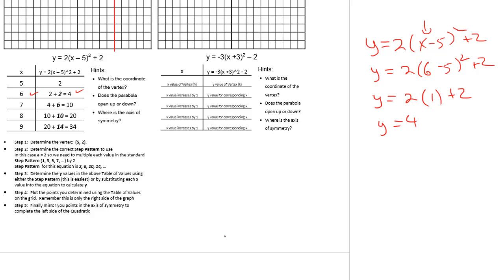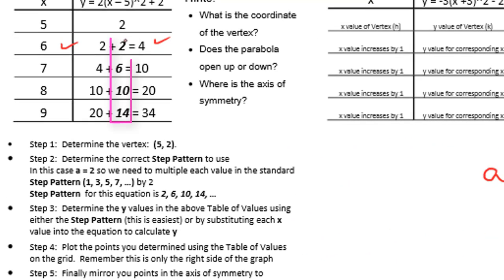Now the other way to do this, as I mentioned, was using the step pattern. And remember, the step pattern tells us if a equals 1, the values moving out to the right hand side of the vertex are going to increase by 1, then 3, then 5, then 7, 9, and so on. In this case, a equals 2. So that means that our values of y are going to increase by 1 times 2, which is 2, 3 times 2, which is 6, 5 times 2, which is 10, 7 times 2 is 14, and so on. And that's where these numbers in bold are coming from.